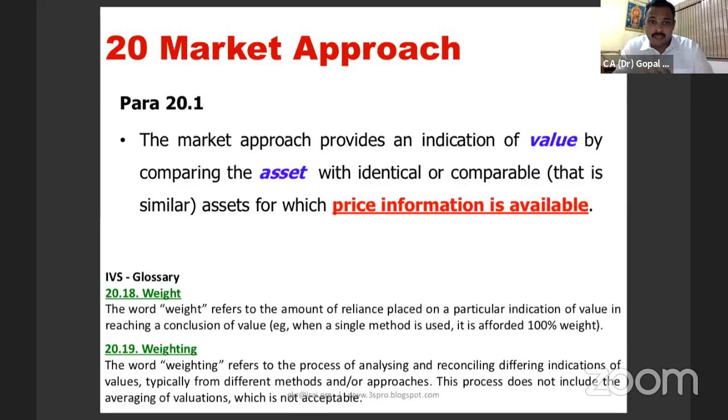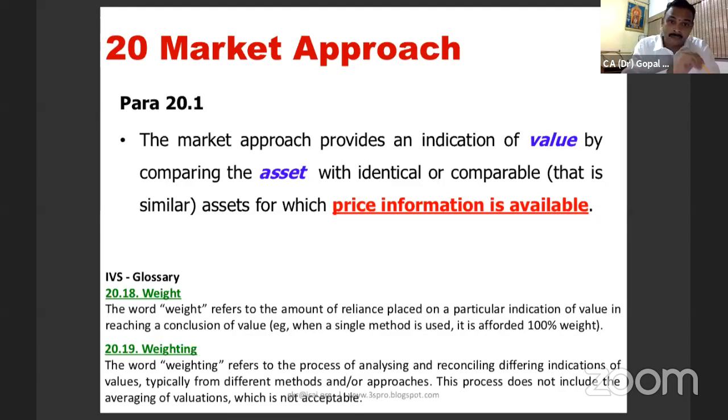So what is weight? It refers to the amount of reliance placed on a particular indication of value to reach a conclusion. Especially when a single method is used, it is called 100% weight. When there is more than one factor, you will give weight to each factor. For one factor, you will give 78%, the other factor you will give 22%. That is called weight.